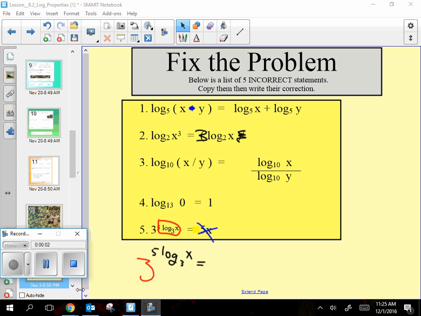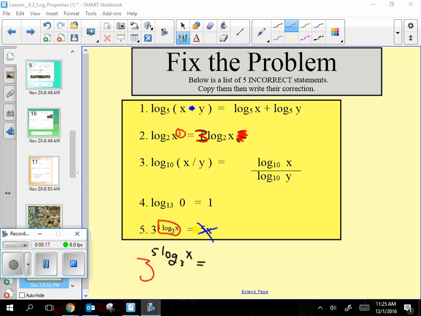Okay, we had done this to start our lesson today. Number 1 should be changed to a multiply. Number 2, there was something wrong with it. The power here needed to not be a power there. This 3 goes down in front, so it should be right there.